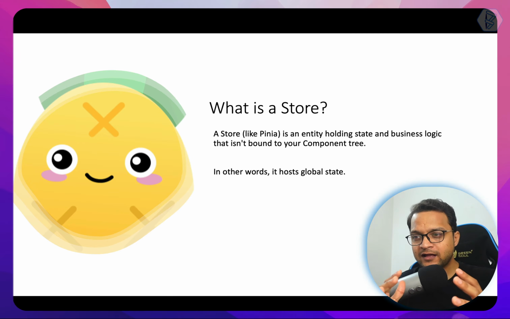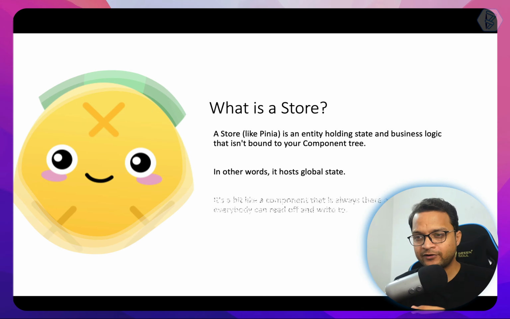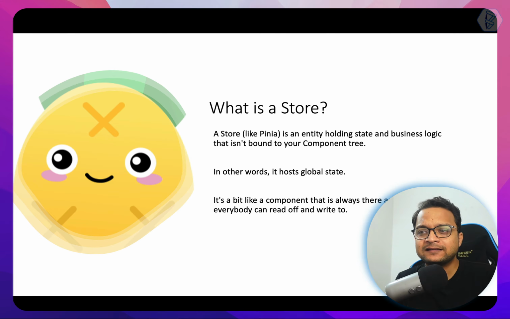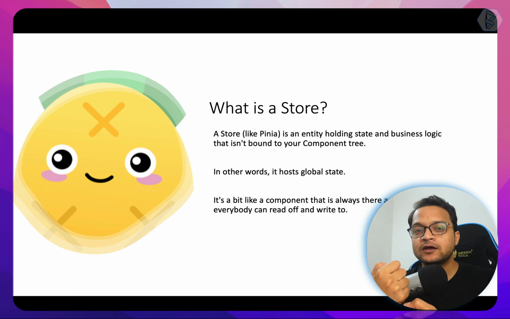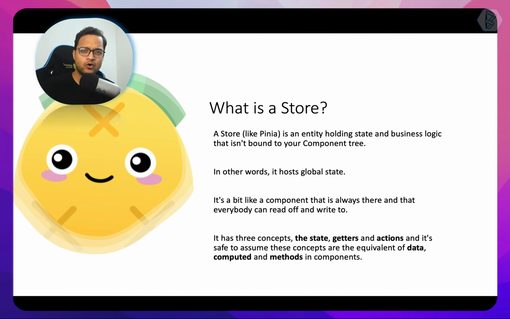In other words, the store hosts the global state. As I said, it will handle the state of your application. It's a bit like a component that is always there, that everybody can read and write to. So it's not just holding the state, you can change the state from this store. Isn't it really amazing? So the 3 basic concepts in a Pinia store are state, getters and actions. It is exactly similar to data, computed and methods in a normal Vue component.